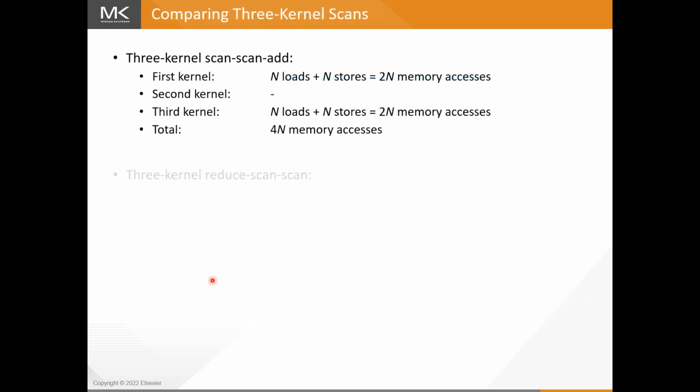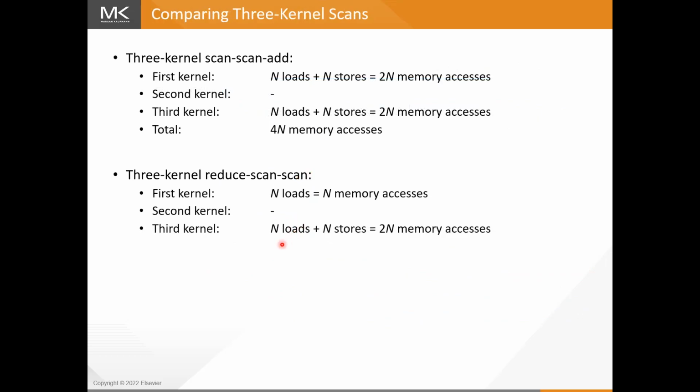So in our 3 kernel reduce scan, the first kernel does N loads, the second kernel is negligible, the third kernel does N loads and N stores, so the total memory accesses are 3N. Is this clear? Any questions?